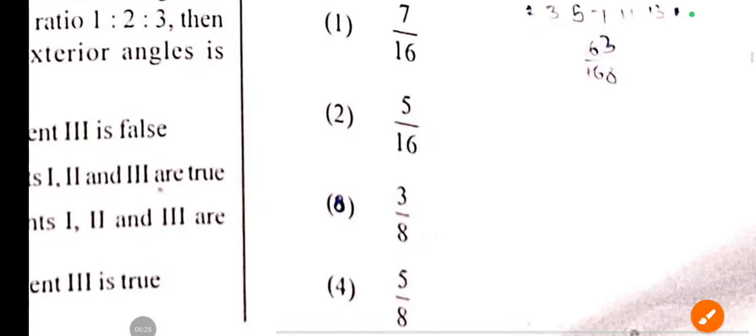20. A bag contains 16 cards bearing numbers from 1 to 16. One card is chosen at random. The probability that the chosen card bears a prime number is option 3, 3/8.